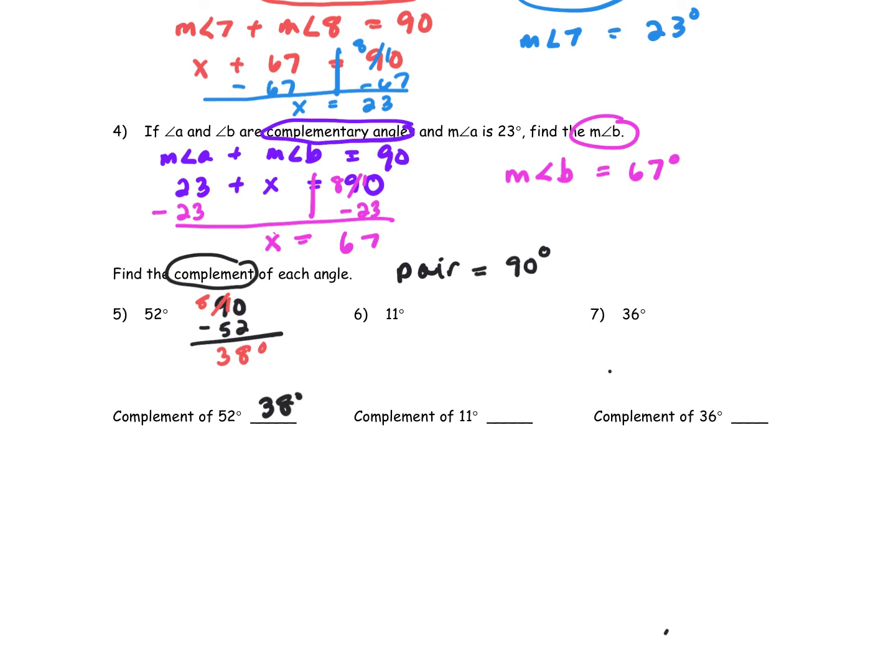Number 6, we would start the same way. We'd start with 90. We're going to take away 11 to give us the complement. So 79 degrees. And would you please try number 7 on your own and then replay the video. The complement of this particular angle, 36 degrees, is 54 degrees.